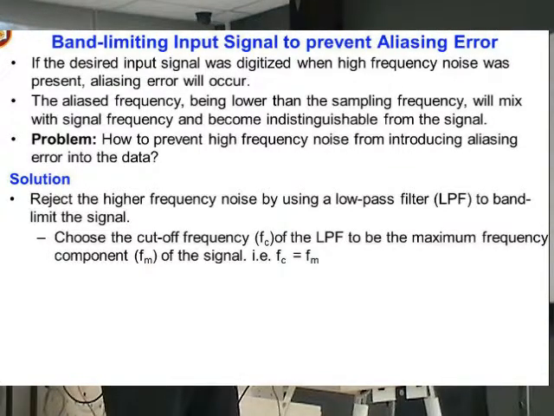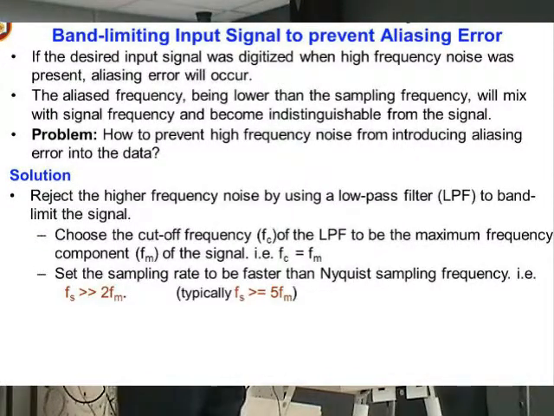So the solution: choose the cutoff frequency of the low pass filter to be the maximum frequency component of the signal. So if the maximum frequency component of the signal is Fm, you choose the cutoff frequency of your filter to be Fm. Then you set the sampling rate to be faster than the Nyquist sampling frequency. That means you choose it more than 2 Fm, and typically we'll use about 5 times Fm. So 5 Fm will be our typical sampling frequency.